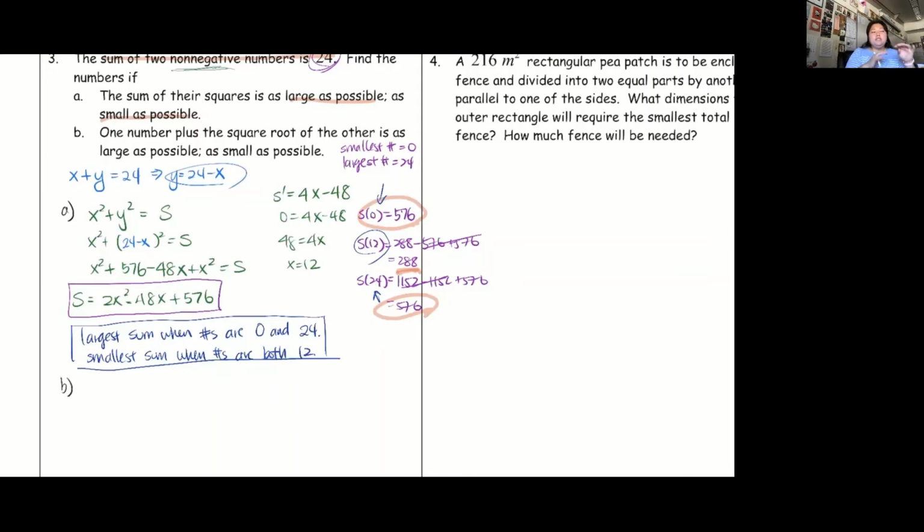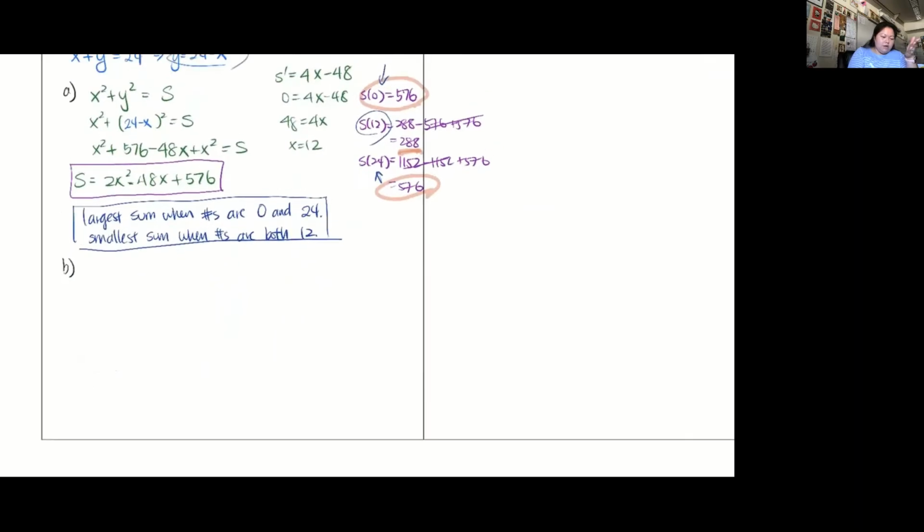So when you're just taking the two numbers and you're squaring them and getting the sum, it sometimes wouldn't matter which one's which, or which one's A and which one's X and which one's Y. But the next one, it does matter. So the next one says, you take one number plus the square root of the other, and you want to look for the largest sum and the smallest sum. Same as before, right? So you're going to take the number plus the square root of the second one to get you the sum.